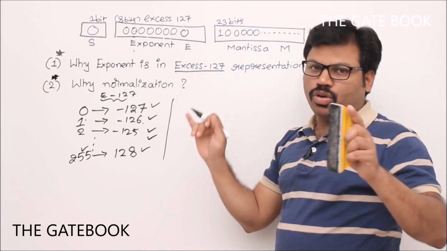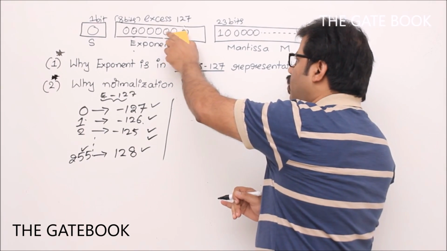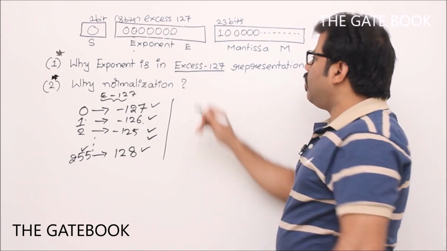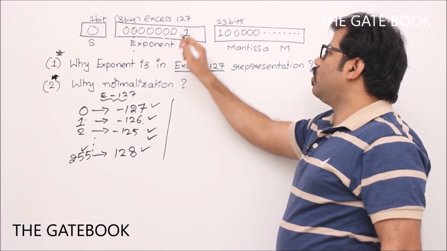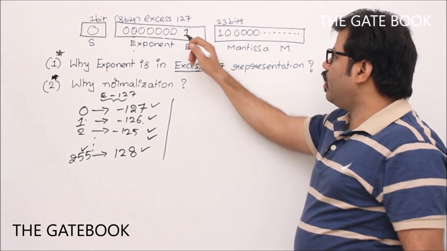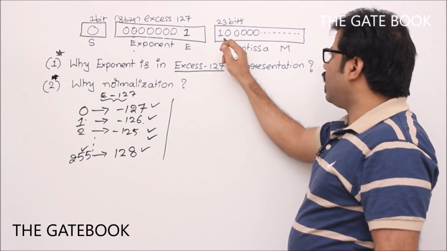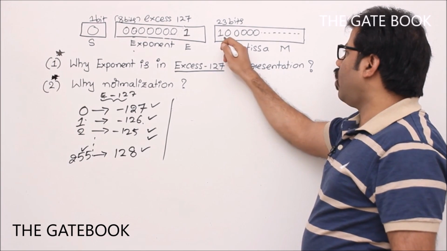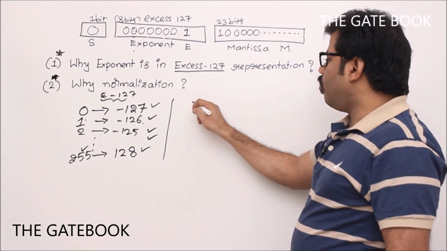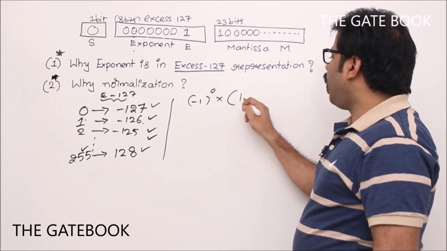One more thing, in the IEEE 754 standard, all zeros is not possible. So let me write an example: 0 0 0 0, all zeros followed by 1. What is going to be this value? This value will be the exponent, and let's take the mantissa like this: 1 followed by all zeros. Then it would be minus 1 to the power sign, sign is 0, positive, into 1 point mantissa.